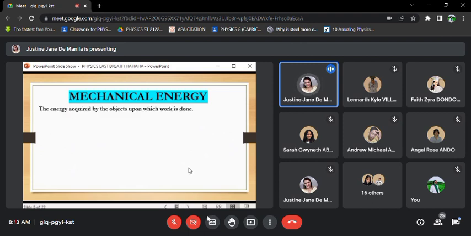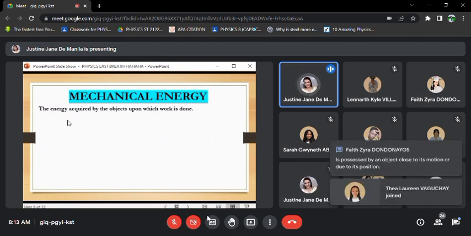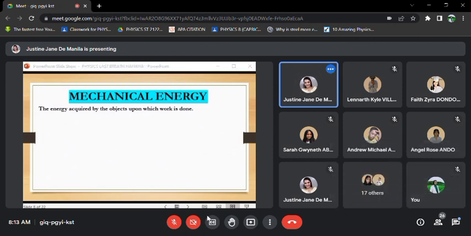So, mechanical energy, class, is the energy acquired by the object upon which work is done. So, according to Faith, it is possessed by an object due to its motion or due to its position. Okay, you're right, Faith. You get the idea. Now, can you give me the two types of mechanical energy? What are the two types of mechanical energy?